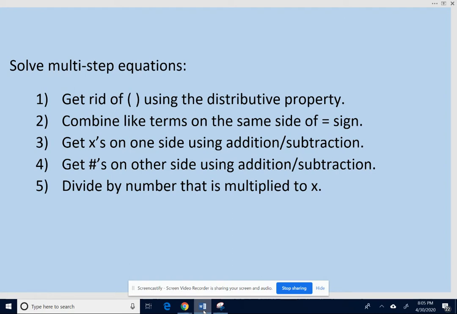Okay, to get rid of parentheses first, and then you combine like terms on the same side of the equals, and then get your x's on one side, get your numbers on the other side, and you do both of those using addition and subtraction, and then you divide. Okay, so let's work through a couple of these.